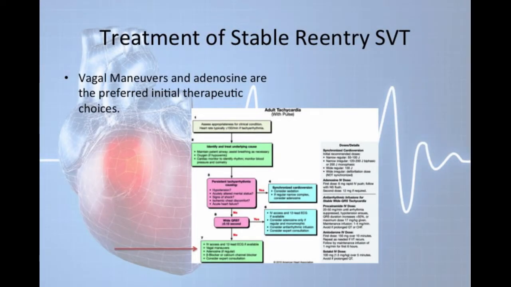As you can see here in the AHA algorithm, treatment of stable reentry SVT is vagal maneuvers and adenosine. Those are both the preferred initial therapeutic choices. However, if the patient is symptomatic, you can choose to do synchronized cardioversion first.